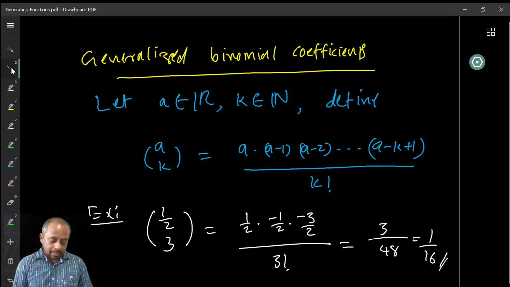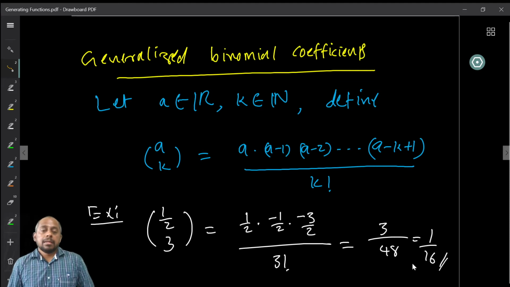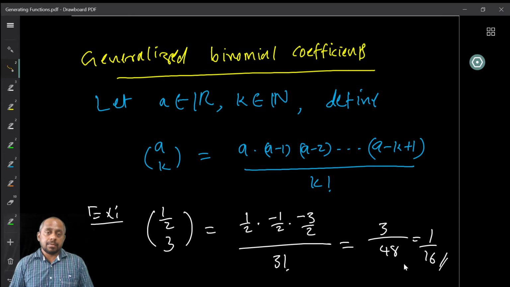So for example, you have, let's say, 1/2 choose 3. What is 1/2 choose 3? It is equal to 1/2 into (1/2 minus 1), which is minus 1/2, into (1/2 minus 2), which is minus 3/2, divided by 3 factorial, which happens to be 3 by 48, and then we will get 1 by 16. So we have this generalized binomial, and we will use it.